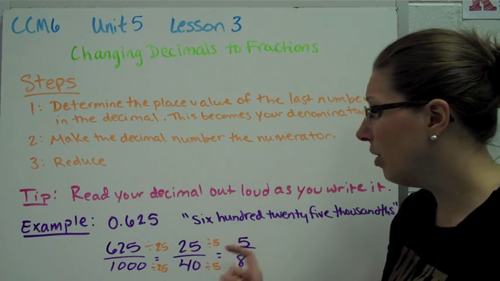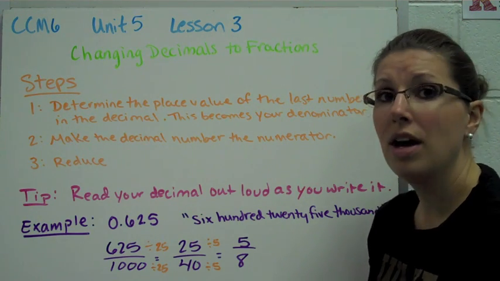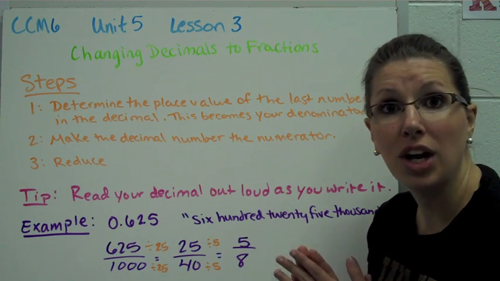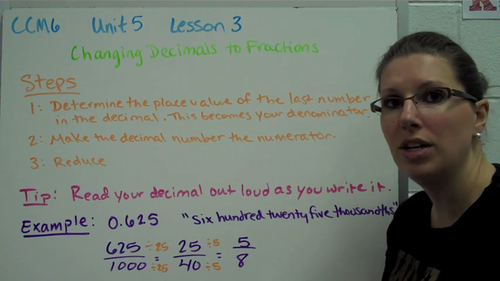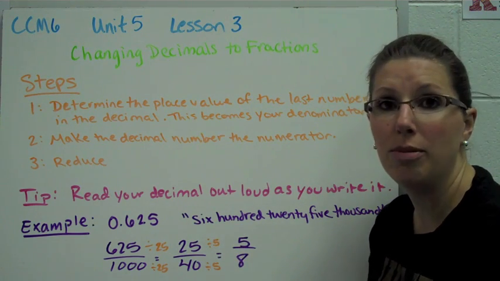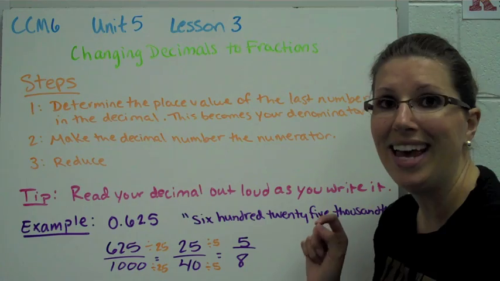Now, both of those numbers are also divisible by another number, so I need to reduce again. If you reduce once, that's great, but check your answer to see if you need to reduce a second time. In this case, I do. I have to divide both my numerator and denominator by 5. My final answer is 5/8.